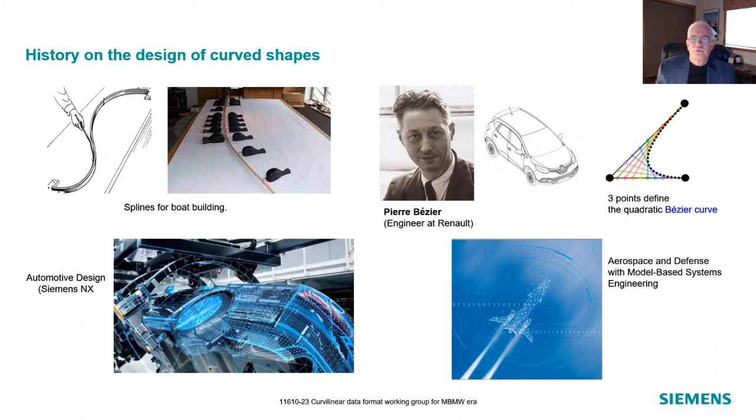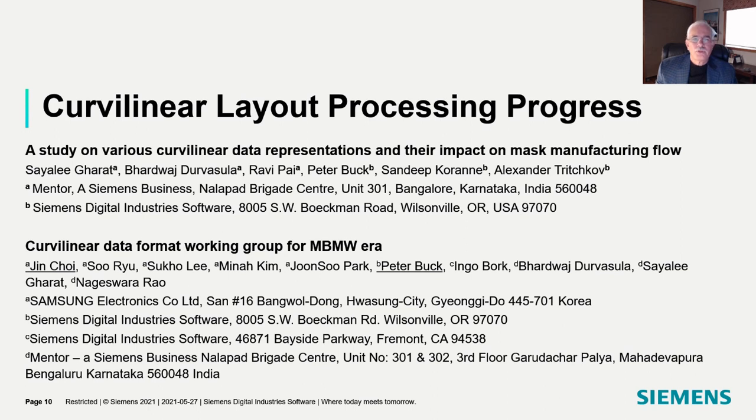Members of the task force have started to look at these data volume reduction opportunities for various approaches to curvilinear representation and to consider how these could be implemented in a production flow. To illustrate the focus of the ongoing work, I will refer to two 2021 SPIE Advanced Lithography papers, one a joint effort by Samsung and Siemens to understand the benefits of various curvilinear approaches in terms of file size reduction and the impact on the mask as a function of curvilinear fitting tolerance, and a second paper by Siemens that drills down more deeply on curvilinear representation.